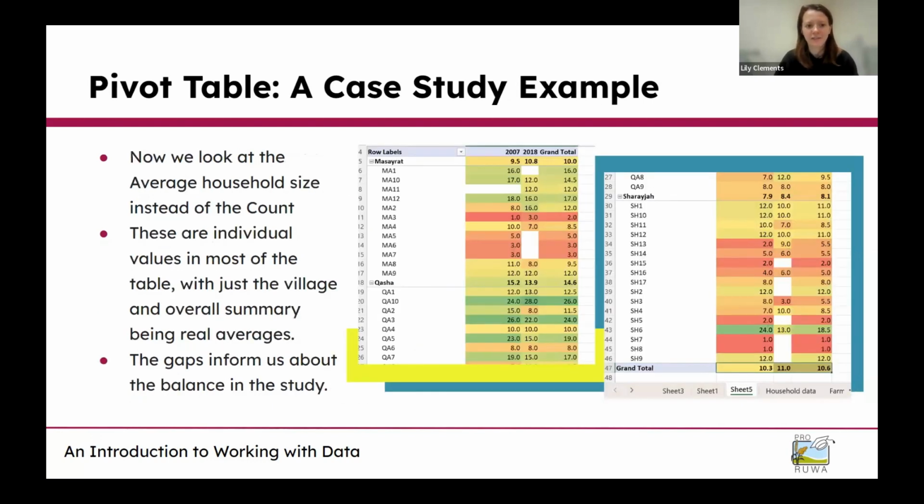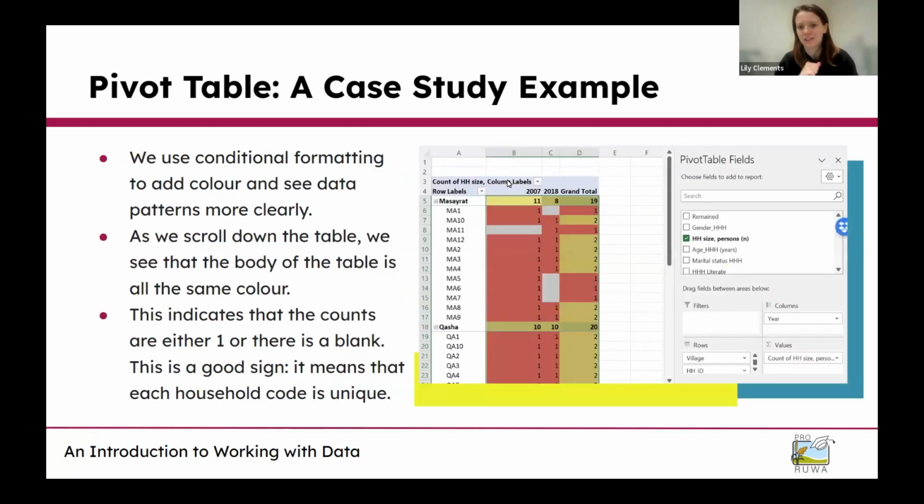Now we can look at the average household size instead of the count. These are individual values in most of the table, with just the village and overall summary being our real averages. Because we know that each household for each year, as we saw on the previous slide, has just one household in it. There's one household for each year and each ID, or there's sometimes none.